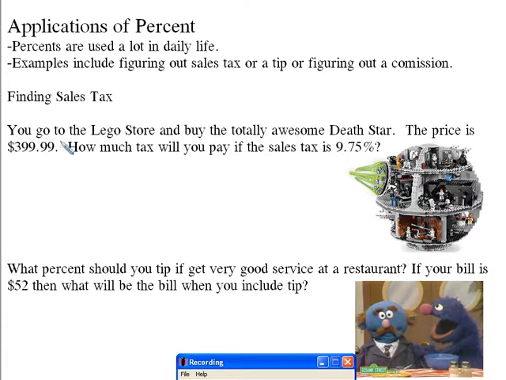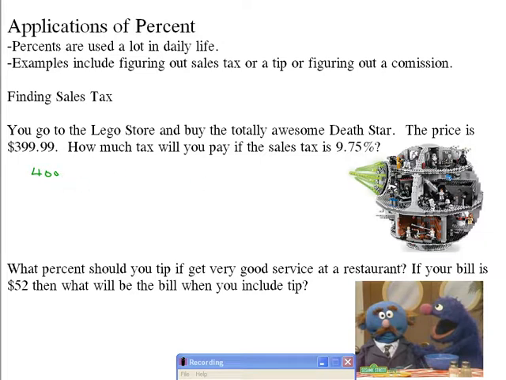If you go to the Lego store and you buy the totally awesome Death Star, this Lego set right here, it's got tons of minifigs, and it's quite expensive. The price is $399.99. How much tax will you pay? The sales tax is 9.75%, which is the sales tax in downtown Chicago. So we can say right off the bat that's $400. Let's make this easy on ourselves.